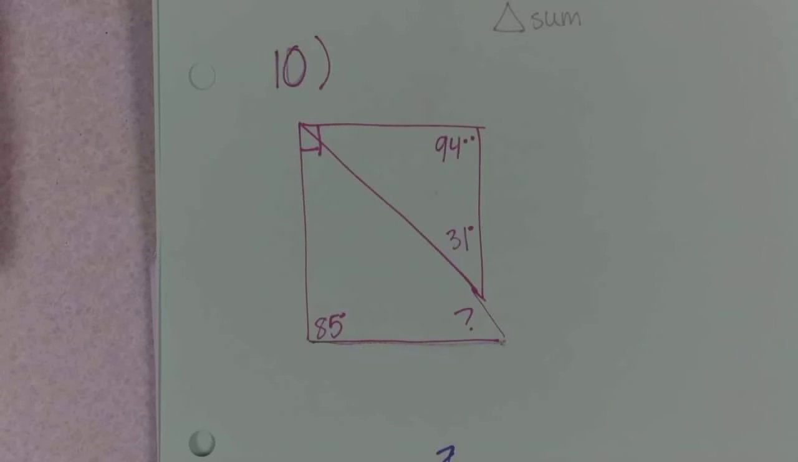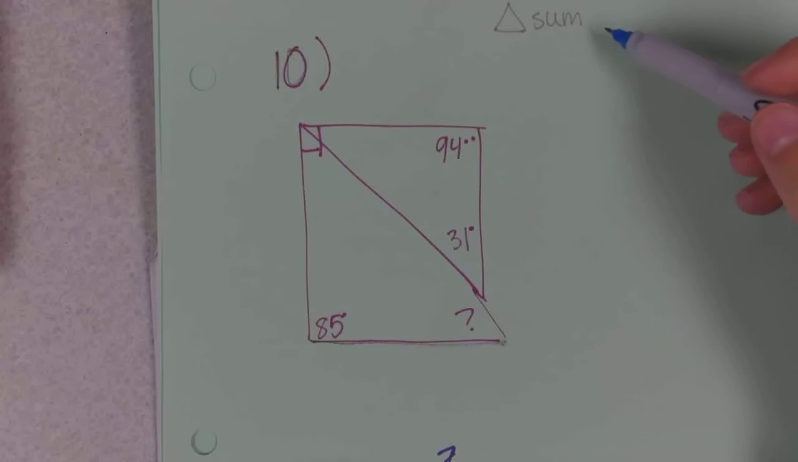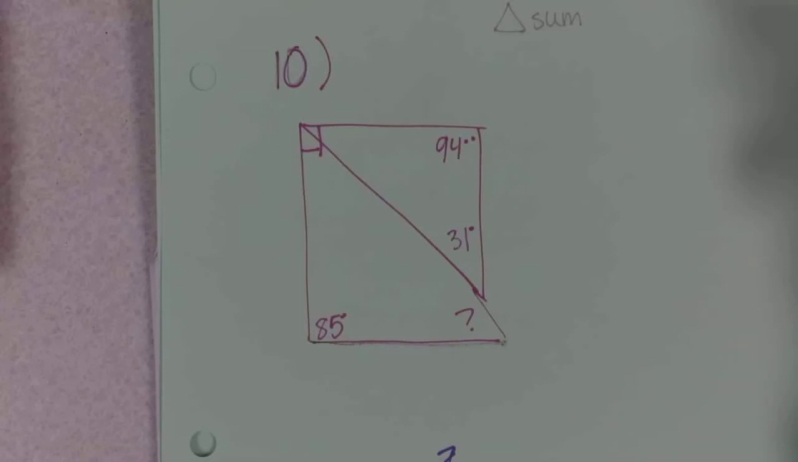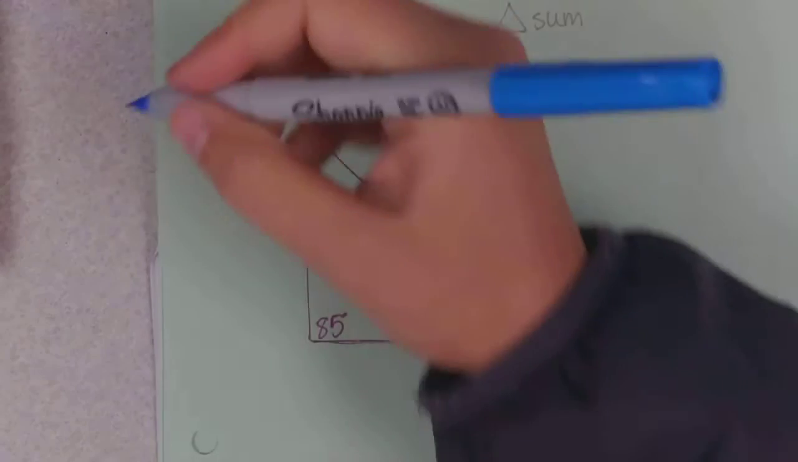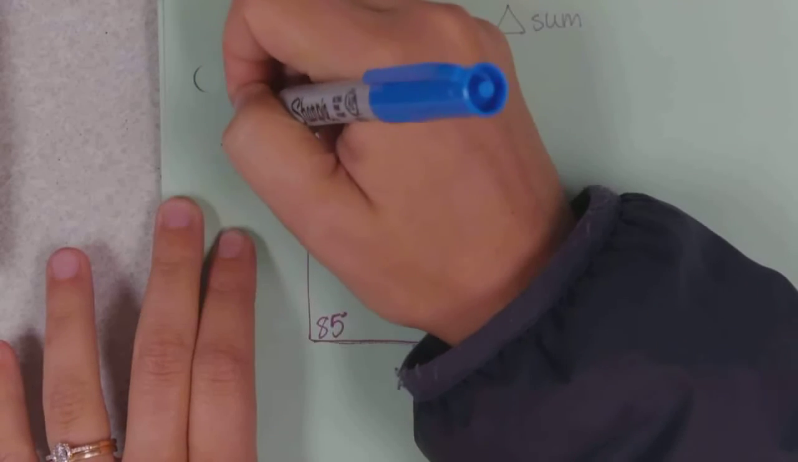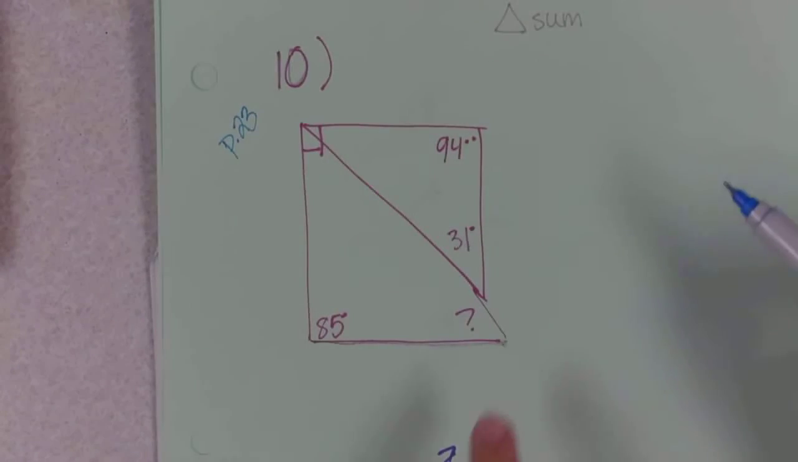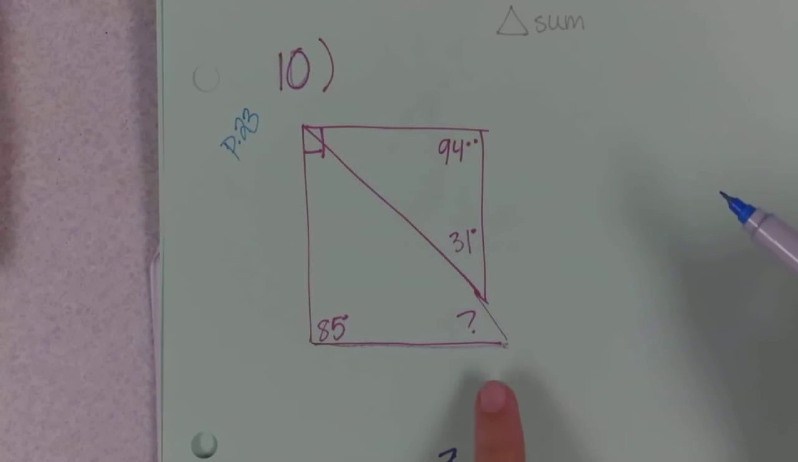Alright, in this video I'm just going to do two quick examples. This is coming from the triangle sum pages in our worksheet. So number 10 is on page 23. I just drew my own example of number 10 here and made it bigger.